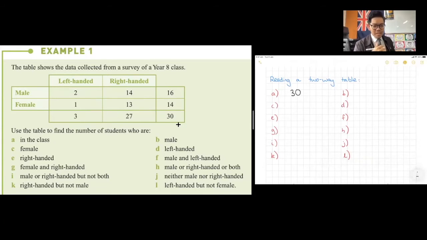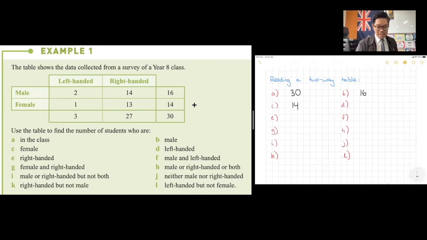Now let's take a look here. How many students are male? I'm just going to look at this male column, and go all the way to the total column. There's 2 left-handed, there's 14 right-handed. So altogether there are 16 males. If I look here for C, how many are female? I'm going to do the same thing, 1 and 13. That makes a total of 14, which I can read off here.